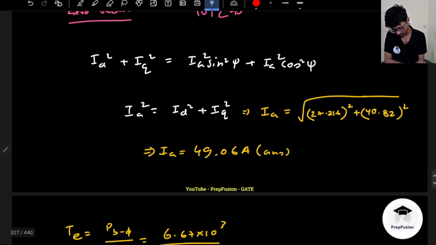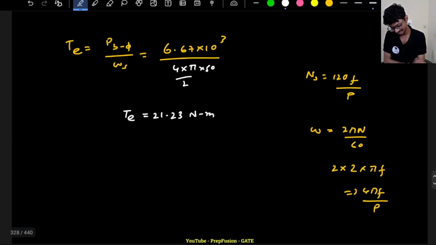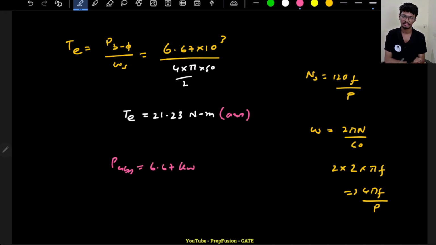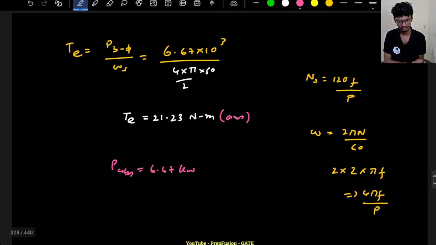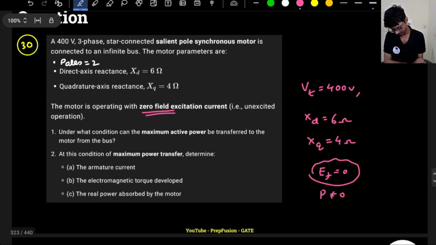The real power absorbed by the motor is already calculated, right? Power absorbed will be the same, 6.67 kilowatt. There is no armature resistance, so whatever power I am delivering from the bus, the same power will be absorbed. So this will be the answer. You can find out cos theta as well, no problem. You can find out the power factor. So I could have also asked the power factor.